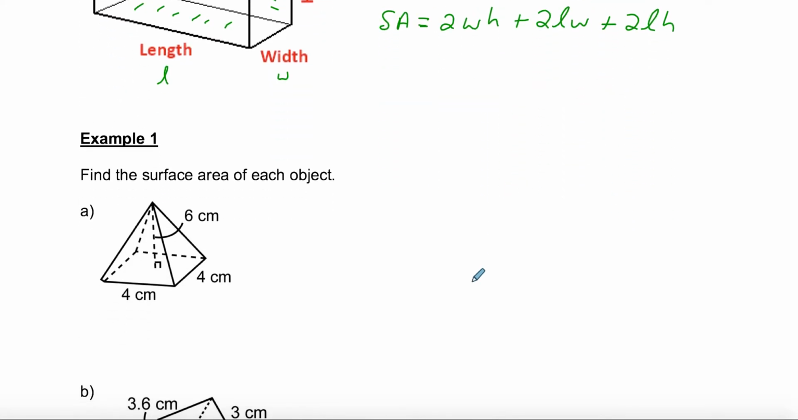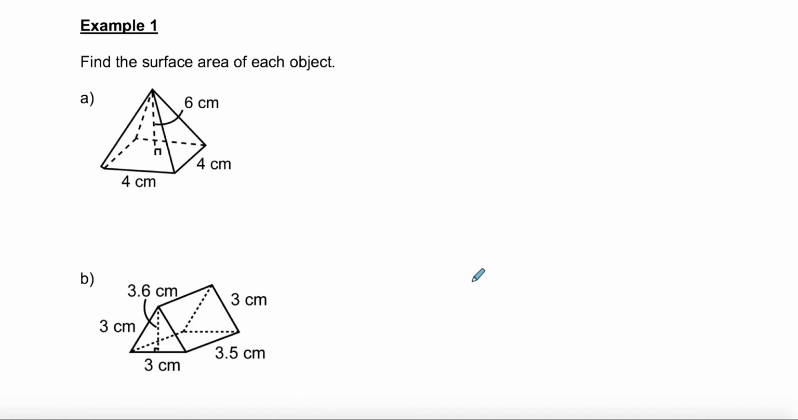So example 1, find the surface area of each object. So just surface area right now. So we have a height in here that is the perpendicular height of this whole pyramid. If you can imagine that this makes a triangle, I need to know what this slant height here is down the side. So I'm going to draw that triangle out here.